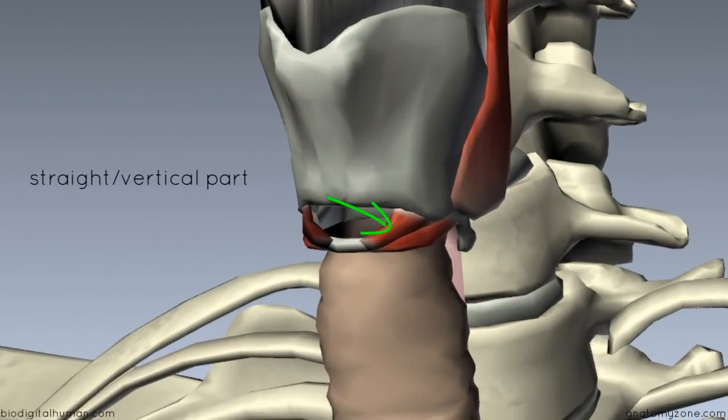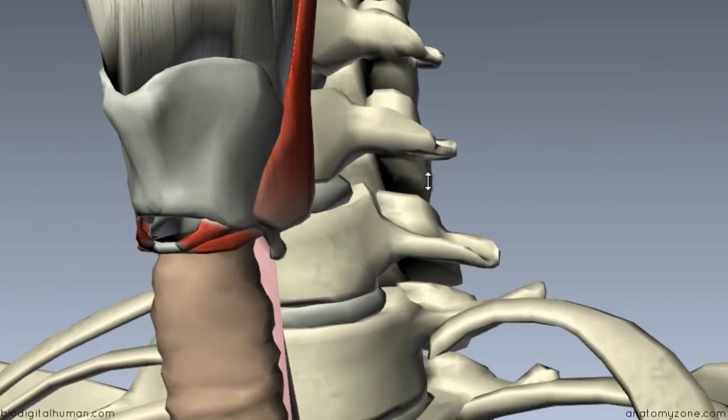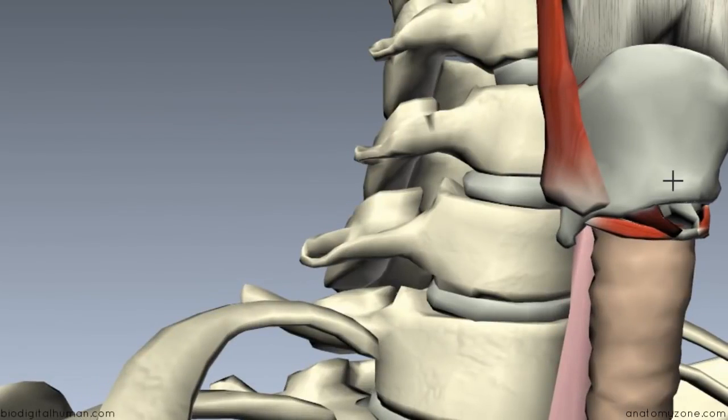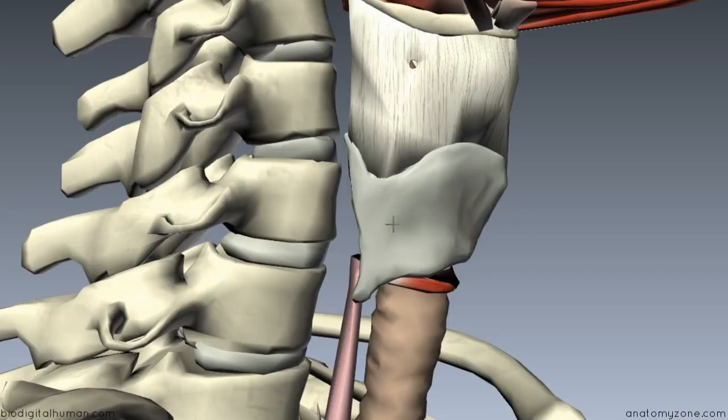You've got a straight part and an oblique part. The straight part, or vertical part, is attached to the inferior margin of the thyroid cartilage, and the oblique part is attached, you can see here, to the inferior horn of the thyroid cartilage. Let's take a look at the action of this muscle. I'll just get rid of this muscle here, which is the inferior pharyngeal constrictor, and remember, this attaches along the oblique line of the thyroid cartilage.